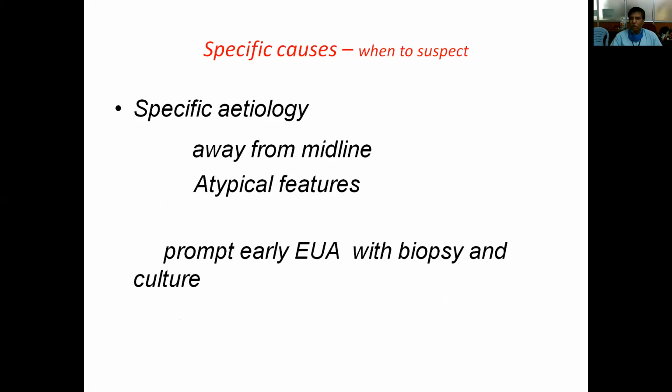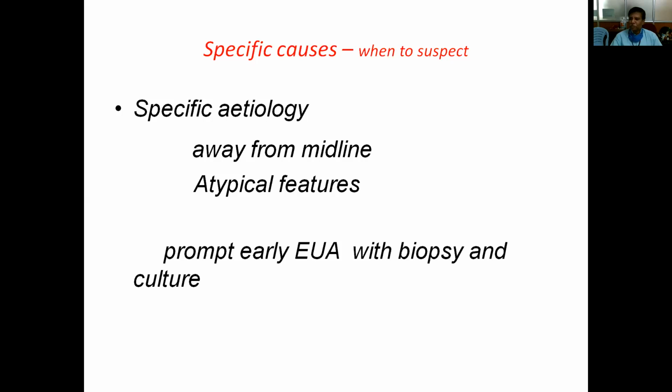So when to suspect the specific causes? Routinely, when the person gives a history suggestive of fissure, we definitely examine the posterior midline and find the fissure. If not, we look at the anterior region and find a fissure. If you do not see the fissure in these two situations, and if you see the fissure in the lateral wall, you must suspect the specific cause. Some cause is there for the occurrence of the fissure. So you must suspect the specific etiology when the fissure is away from the midline and when it has atypical features.